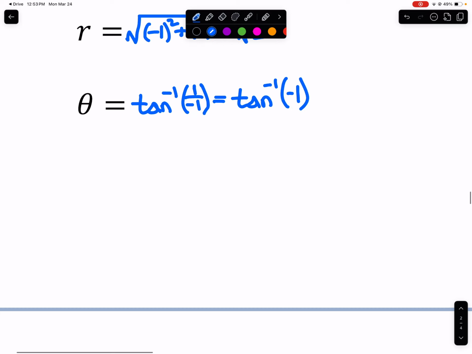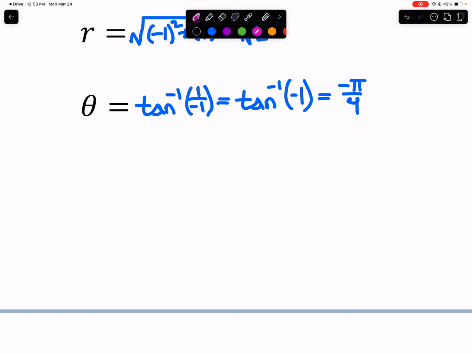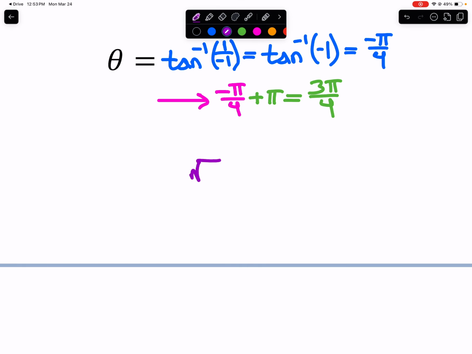Now, on the unit circle, this is going to happen at negative pi over 4. So remember, we have to stay in the domain from negative pi over 2 to positive pi over 2. So that's going to happen at negative pi over 4. But because we're in quadrant 2, we do need to add pi to put it in quadrant 2. So I'm going to do negative pi over 4 and then add pi, which is going to give me 3 pi over 4. So my actual coordinate here that I'm going to work with is going to be root 2, comma 3 pi over 4.